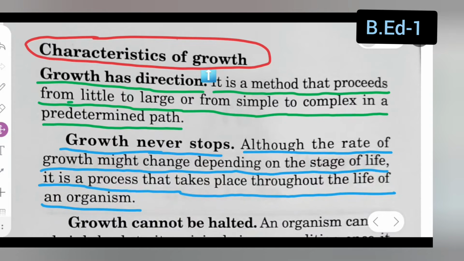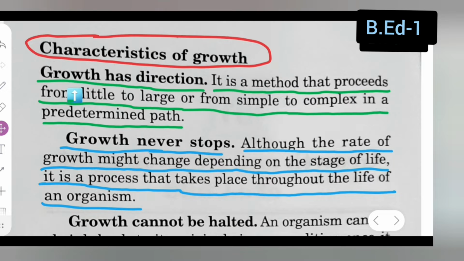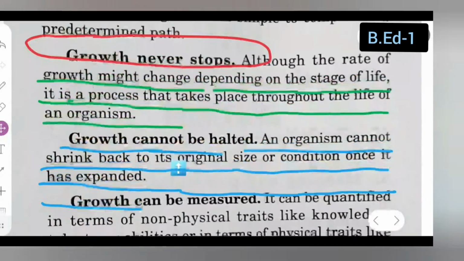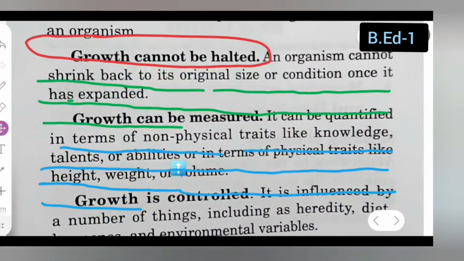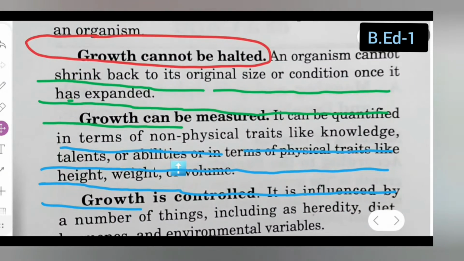The first thing was the characteristics of growth. Under that, growth has direction and growth never stops. What does growth as direction mean? It means that it is a method that proceeds from little to large, or from simple to complex, in a predetermined path. Next was growth never stops: although the rate of growth might change depending on the stages of life, it is a process that takes place throughout the life of the organism. You'll have to understand the meanings. Next, growth cannot be halted.